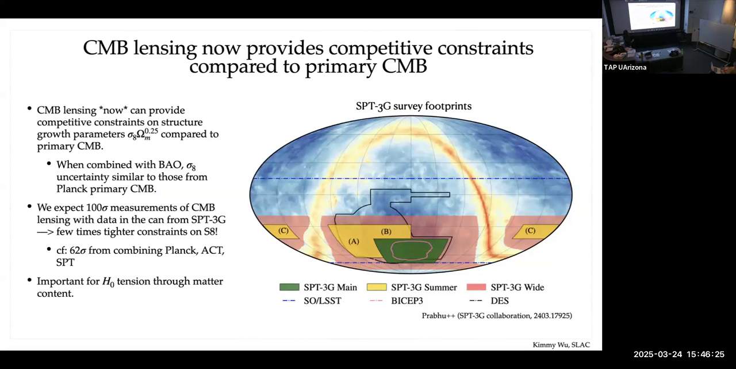To be more specific, it is now competitive in terms of this lensing best constrained parameter, sigma 8 omega m to the power of a quarter, with the primary CMB. And if you combine with BAO, sigma 8 itself has similar uncertainty to the primary CMB. On the right here, I'm showing the SPT-3G survey footprint. I'll introduce SPT in a moment. But the red, yellow, and green patches are the surveys that we have conducted already, and they cover about 10,000 square degrees on the sky. With data in the can already, we predict more than 100 sigma measurements of the CMB lensing power spectrum. That's a 1% measurement of this signal. What that means is that we'll get a few times tighter constraint on S8, and that will be important for the H0 tension discussion through its sensitivity to the matter content.